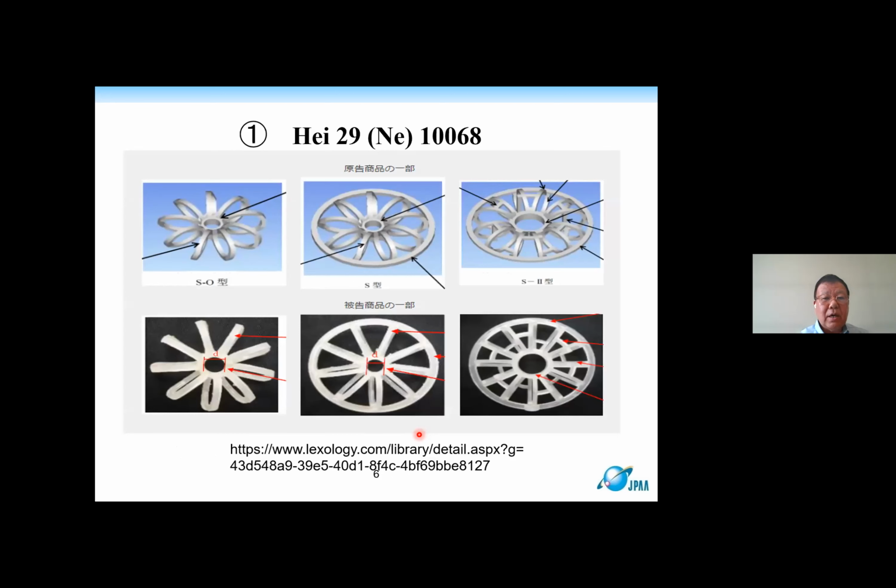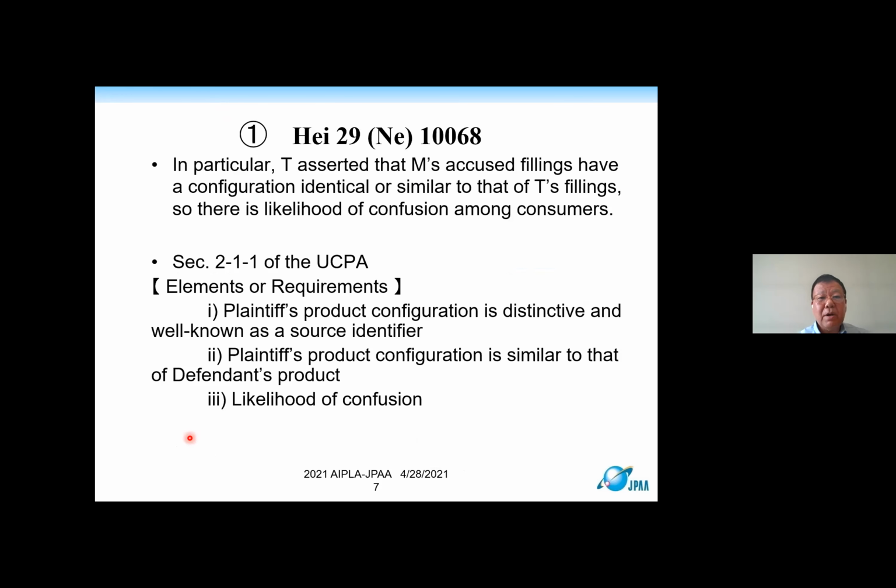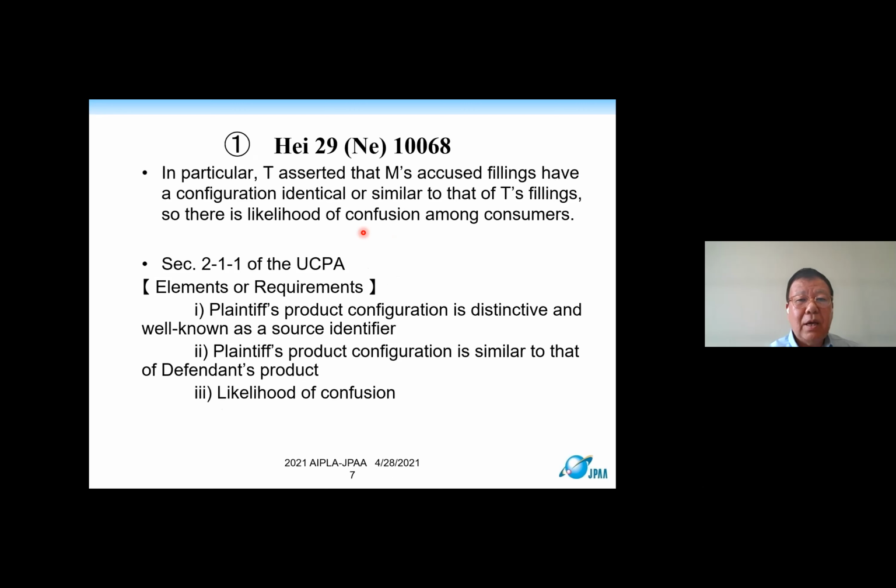Those are the images of each party's products, the upper side showing the plaintiff's products and the lower side showing the defendant's products, which seem very similar to me. And particularly in this case, Tsukishima asserted that Matsui's accused fittings have a configuration identical or similar to that of Tsukishima's fittings, so there is likely confusion among consumers. And these are the elements required by section 2(1)(i) of the UCPA.